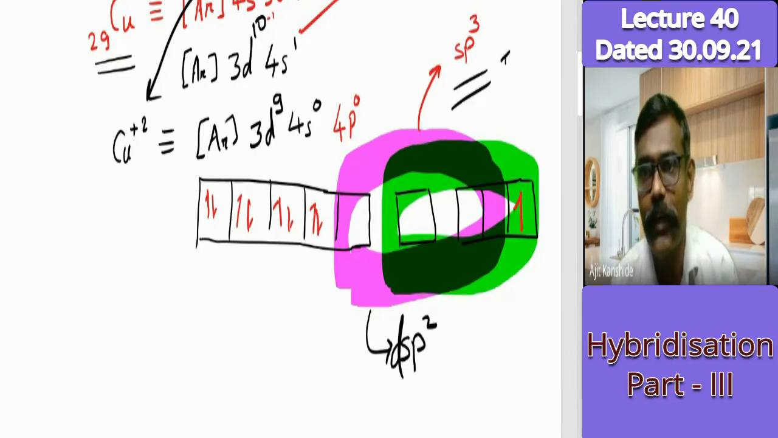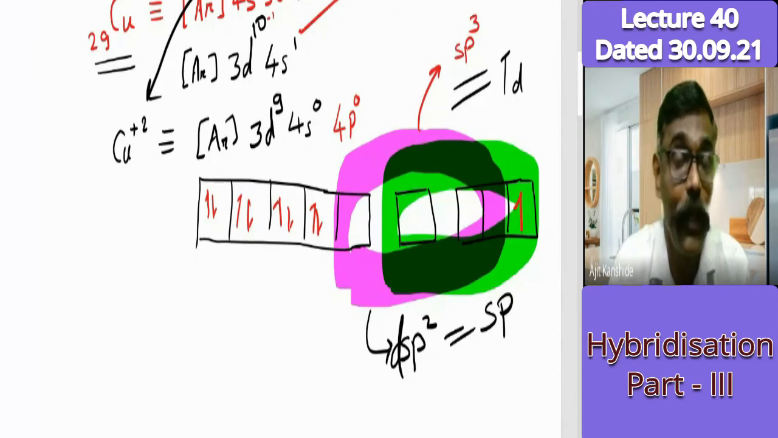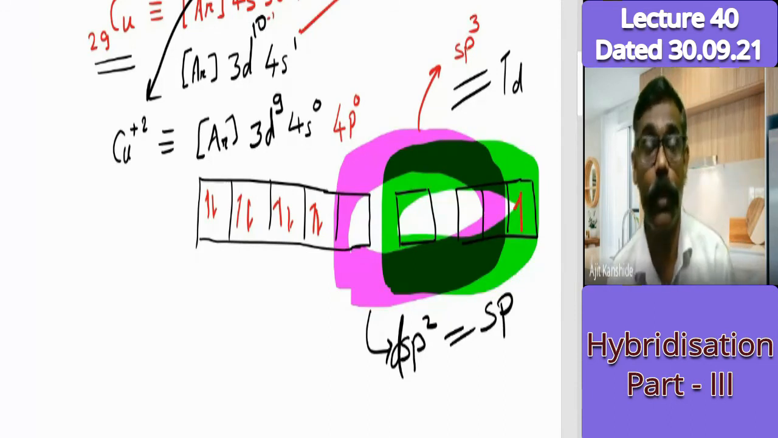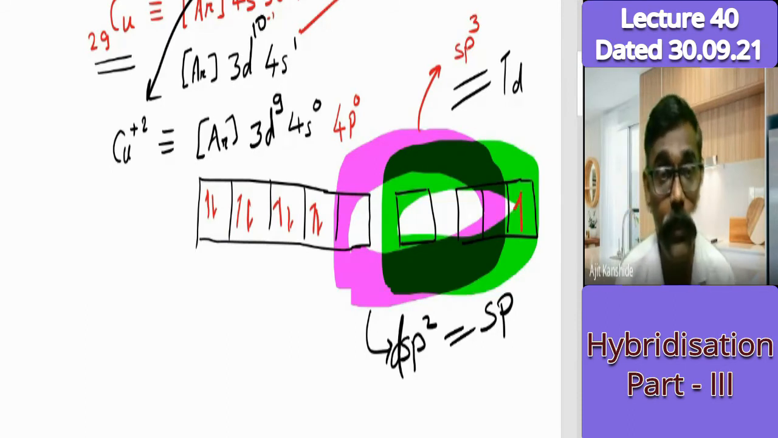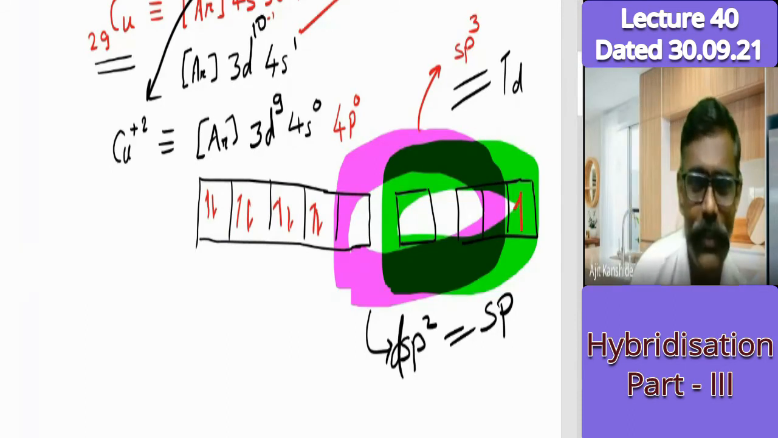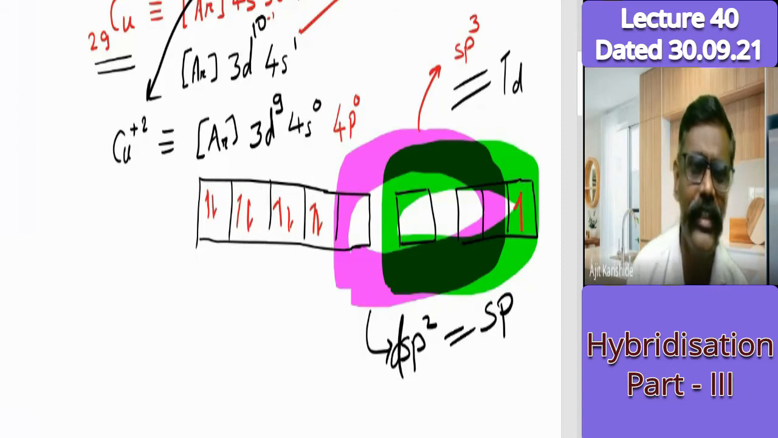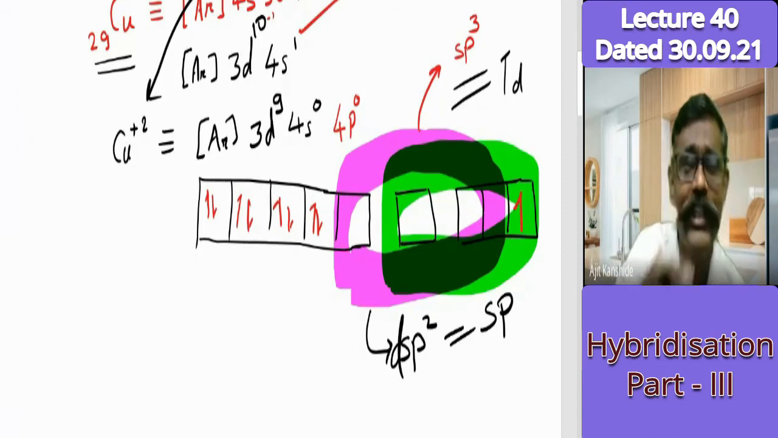sp3 means tetrahedral structure and dsp2 means square planar structure. And practically it was found that the copper ammonia complex was square planar. So whatever Linus Pauling said, people thought that he is correct. But the explanation he had given was just to prove his theory correct.